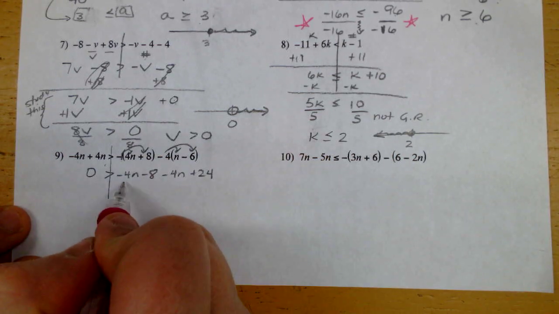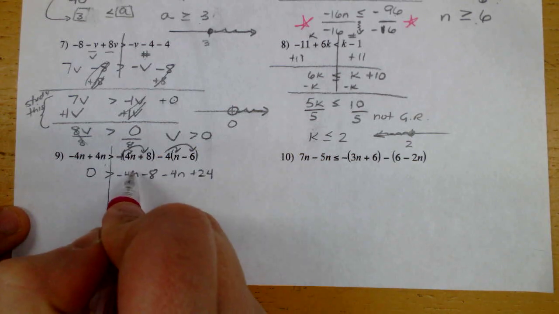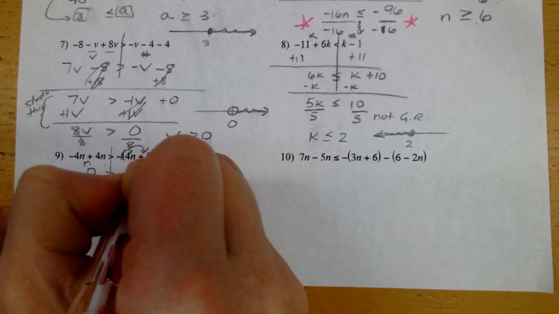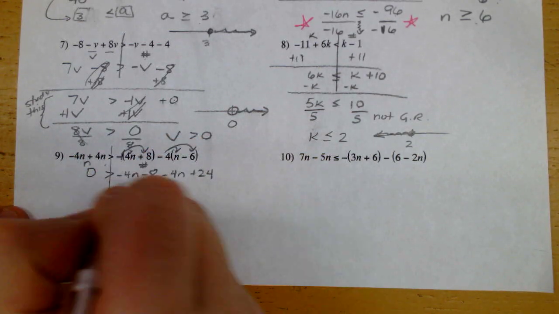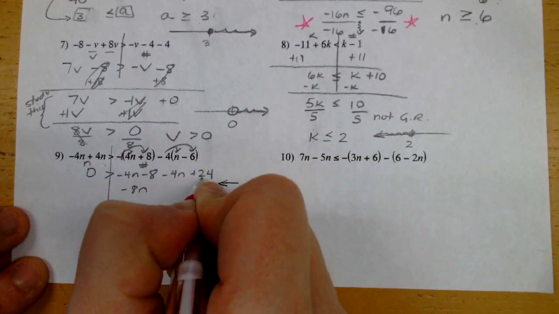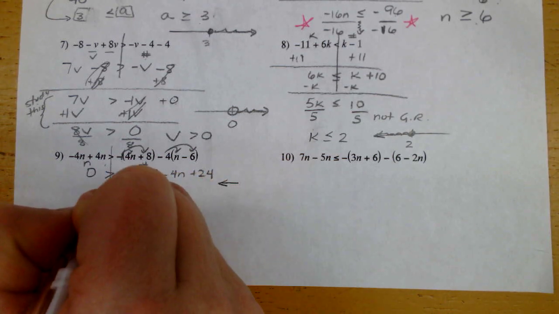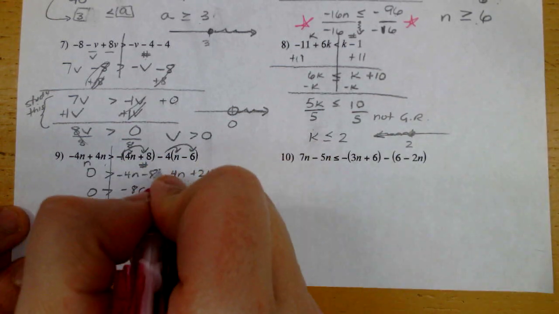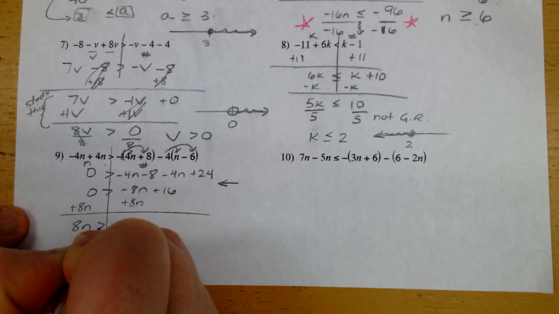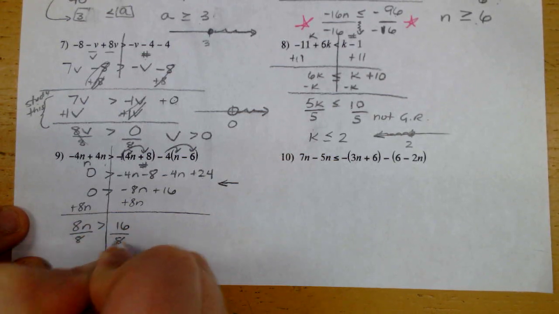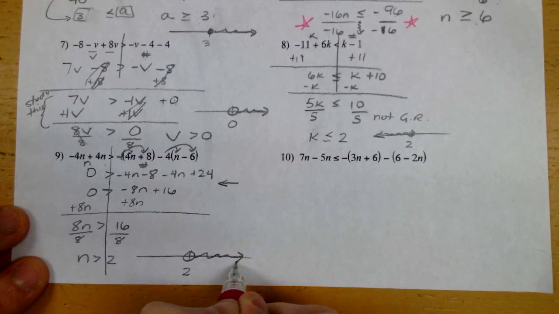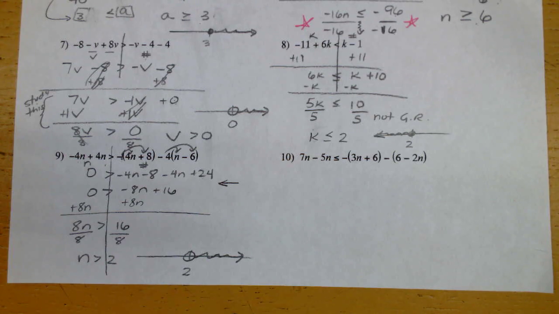All right. Now, when everything's on one side, we can choose. Let's make this over here my letter room. So we're going to make this the n room, this the number room. Okay. Clean up over here. So we're going to clean this side up. Negative 8n. Negative 8 plus 24 is 16. We said this was the number room, so I'm going to add 8n. Divide by 8. N is greater than 2. Open circle, shade to the right.